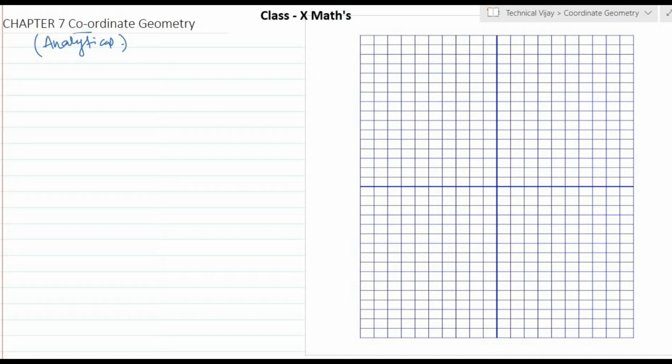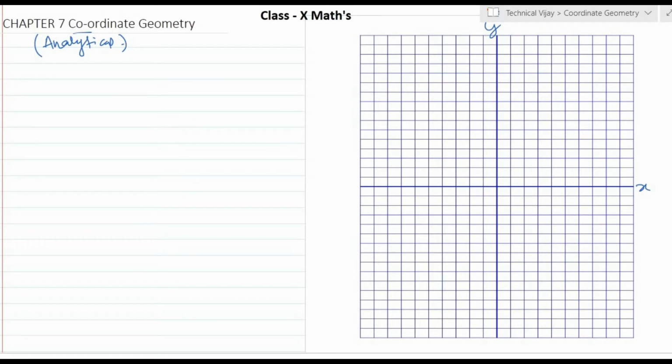This geometry mainly deals with the 2 coordinates, x coordinates and y coordinates, as you have already studied in class 9th. So what is a graph and what are coordinates, how to represent a point on the graph sheet. Actually the x and y axes are there in the graph sheet. In the coordinate plane there are 2 axes, one is the x-axis and another is the y-axis.